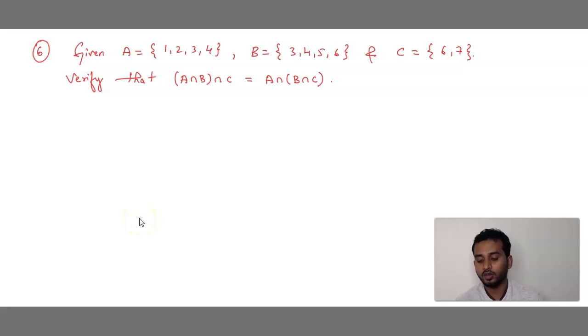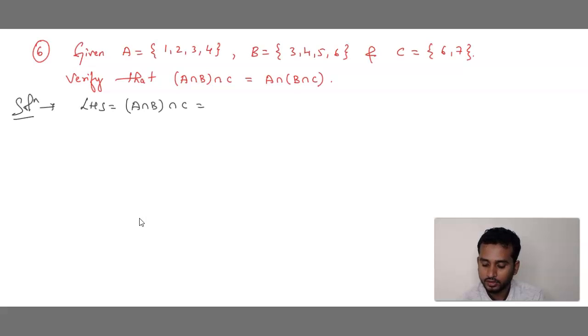Given set A equals {1, 2, 3, 4}, set B equals {3, 4, 5, 6}, and set C equals {6, 7}. Verify that A intersection (B intersection C) is equal to (A intersection B) intersection C. Children, as you all know, first what do we have to find? LHS. So what is LHS? (A intersection B) intersection C. This is what we have to find. So what is there in the bracket? A intersection B. First let me find what is in the bracket. If you want, you can do it directly. Just compare A and B.